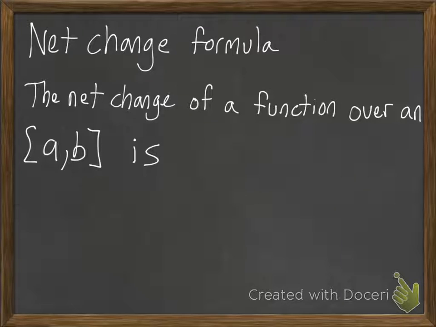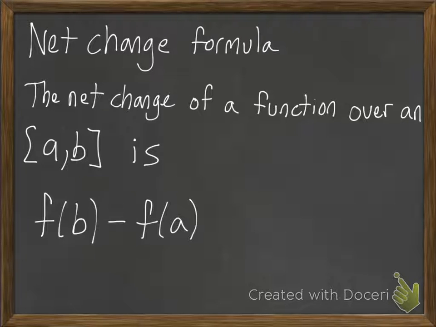The net change of a function over an interval a, b would just be the difference between where it got to minus where it started: f of b minus f of a. That's straightforward. But little f is the antiderivative of f prime. So using the fundamental theorem, this is just the integral of f prime of x dx.